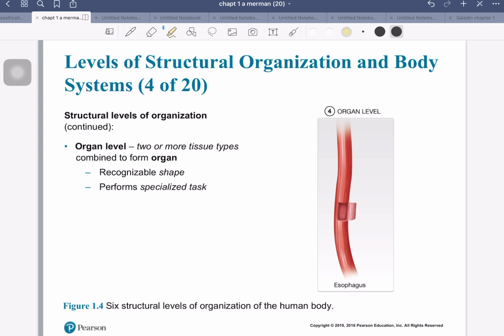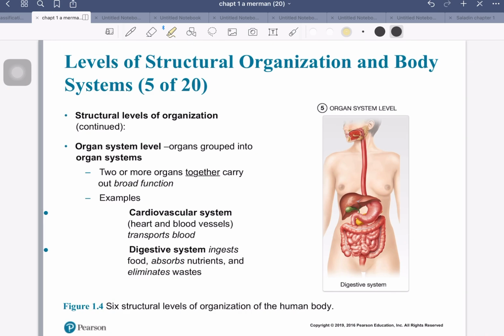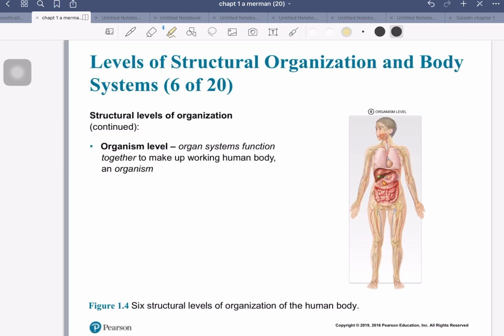Then when you move further up, you end up at the level of organs. So we've gone from chemicals to cells interacting and making stuff to form tissues. Now when I have two or more tissue types, they combine and form an organ. When we're looking at organs, they have a recognizable shape and they perform a specialized task. You can think off the top of your head of a number of organs: the kidneys, the heart, etc. And then from there, we often combine organs. Organs become part of a system, where two or more organs work together to carry out a common function or related functions. The cardiovascular system and the digestive system would be two examples.